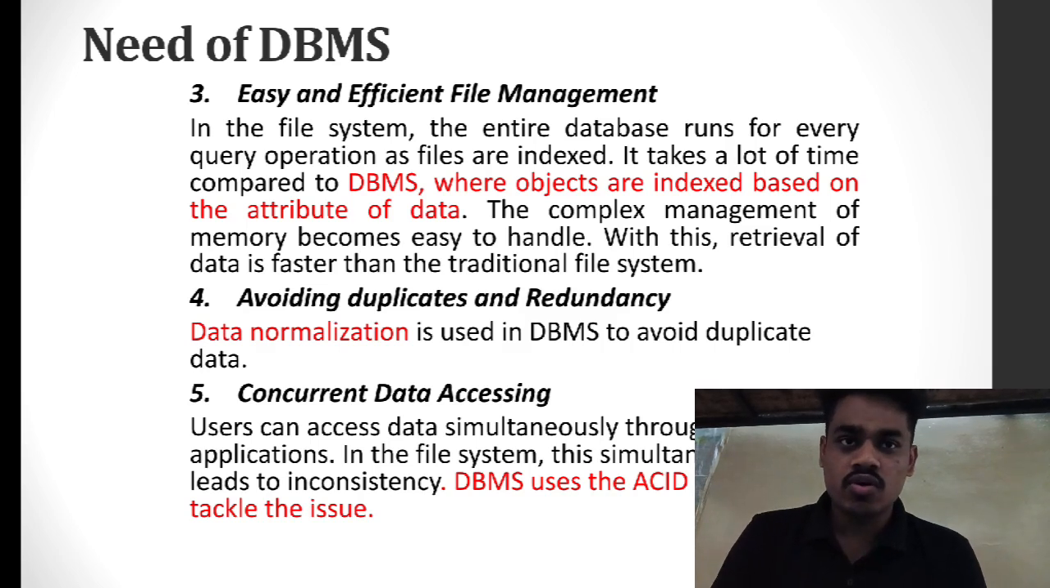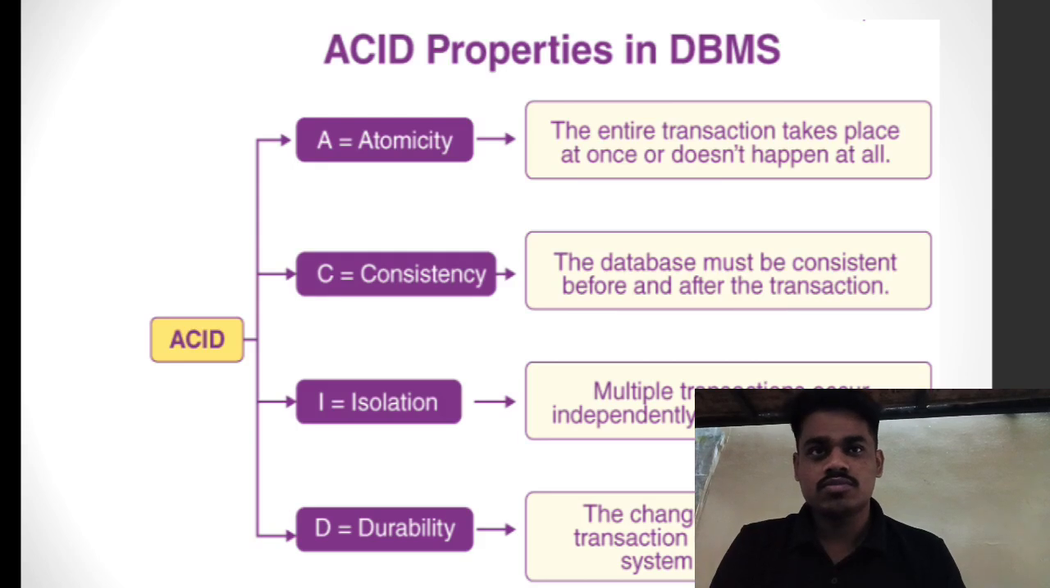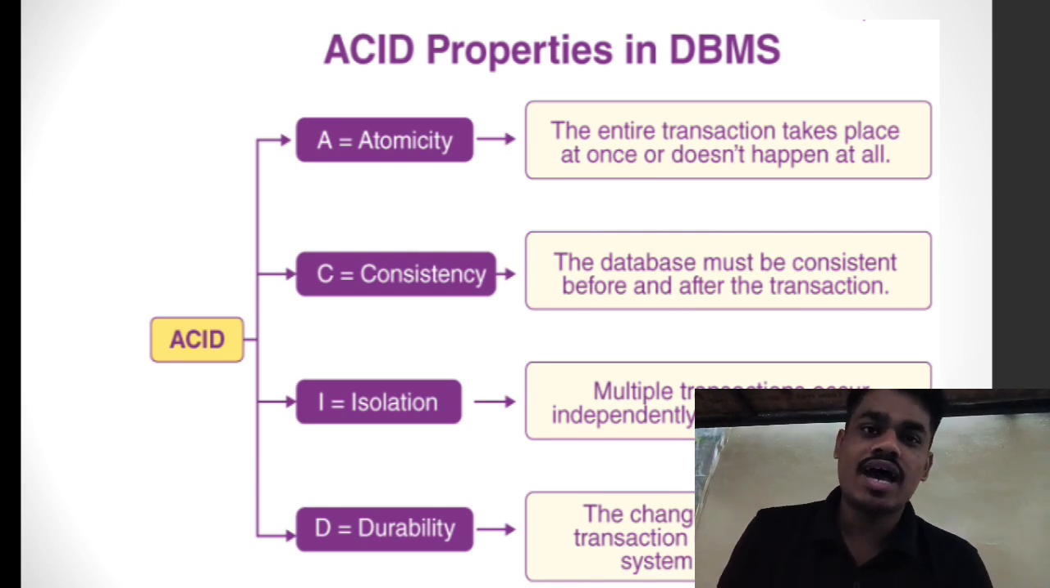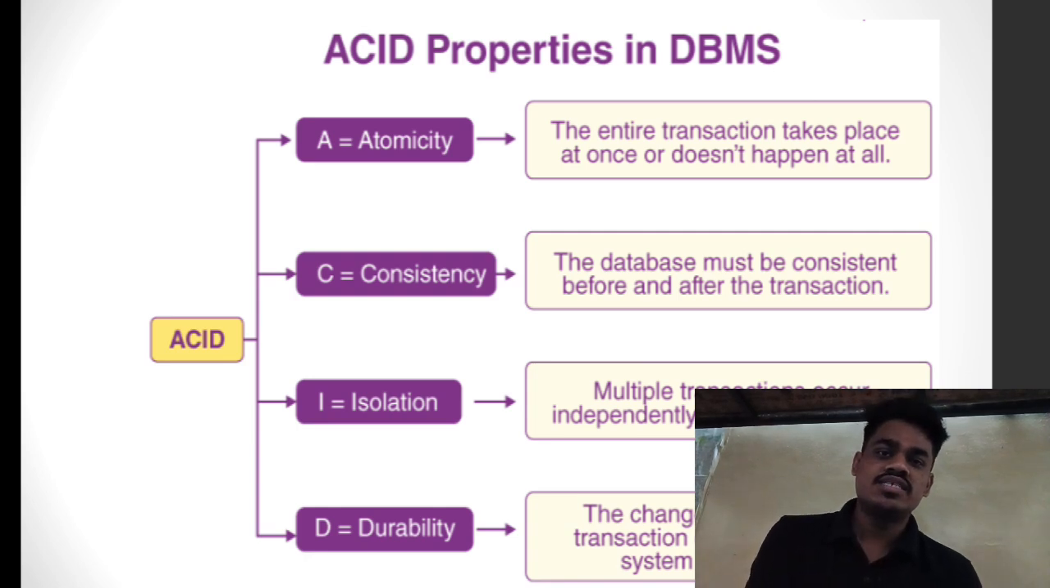Fifth one, concurrent data accessing. Users can access data simultaneously through different applications in the file system. This simultaneous access leads to inconsistency. DBMS uses the ACID approach to tackle the issue. Now let's see about the ACID. Here in the ACID, A stands for atomicity, C stands for consistency, I stands for isolation, D stands for durability.